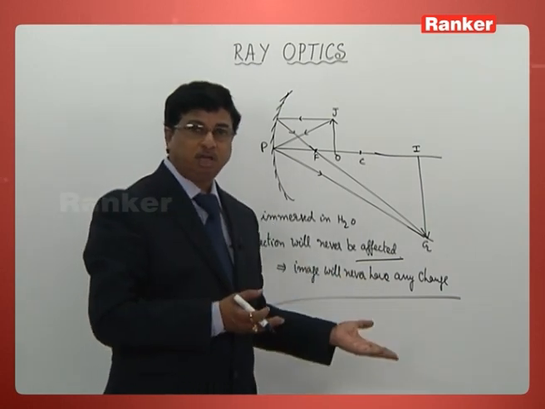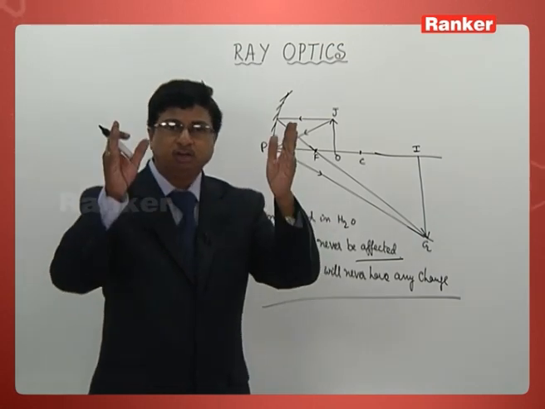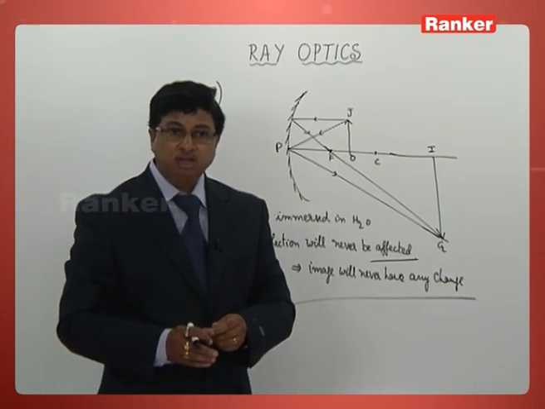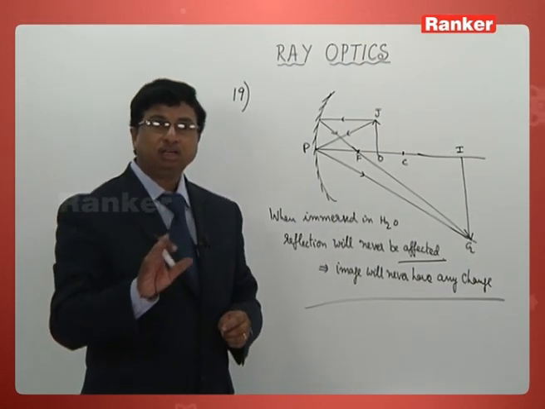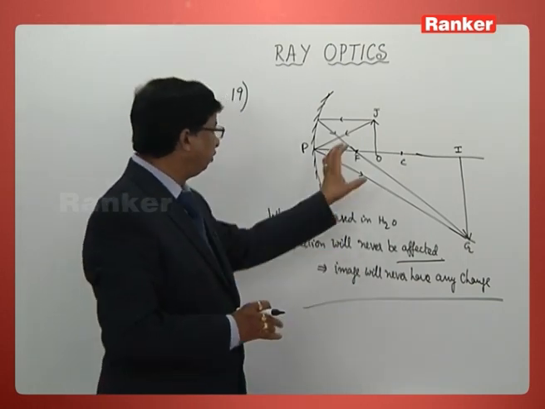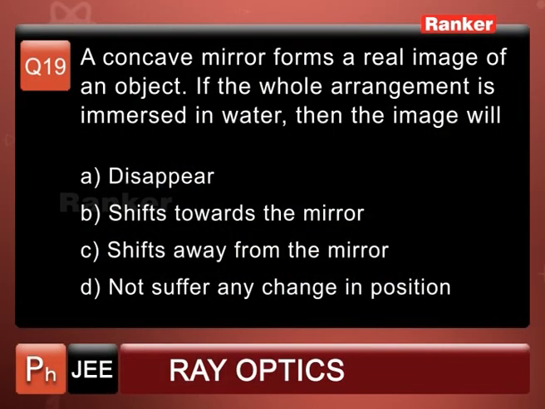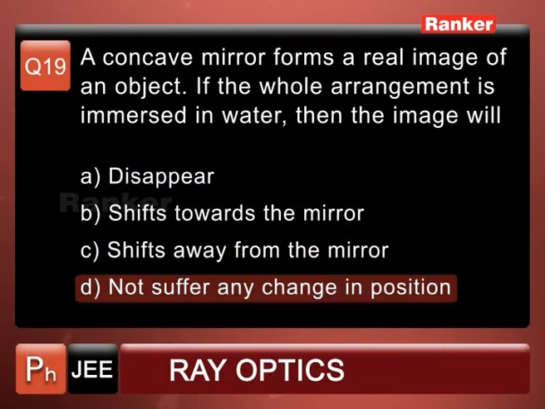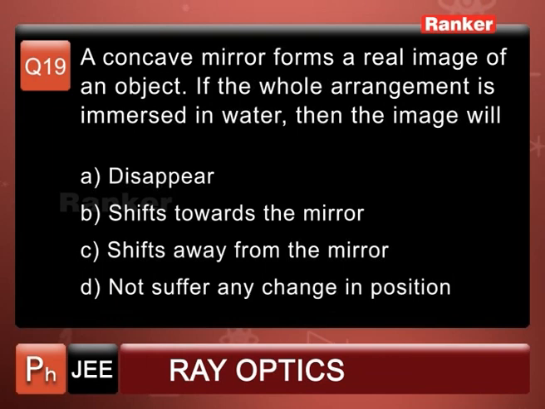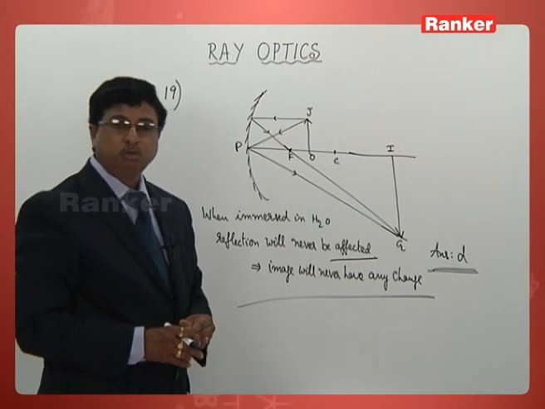Now here what is happening? As it is, the entire system is directly immersed in water. So since there is no refraction taking place, reflection will never have any sort of influence on this one. In the sense, reflection will never be influenced by water. Simple. So the correct option for us is going to be the fourth one. I read out once again, the image will not suffer any change in its position. That is the point. So the correct answer for this one is now going to be D. That is problem number 19 we are having here.